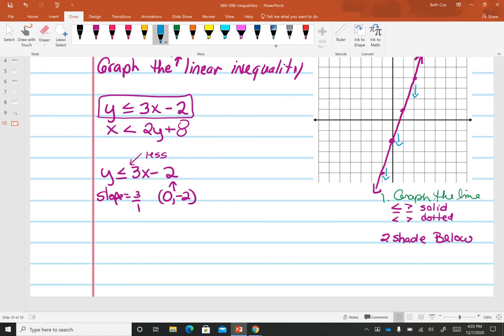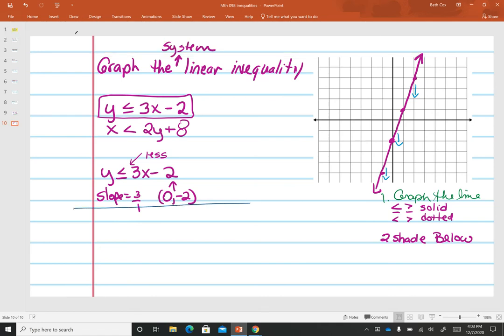My second line is x is less than 2y plus 8. Now, it's not in the right format. So I've got to kind of turn it around a little bit. I got to make it say y equals. So this may be a little tough. I'm going to subtract 8 on both sides. That's x minus 8. I'll divide everything by +2, so no flipping.